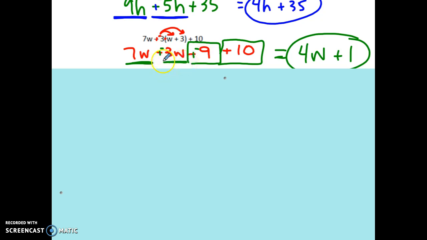And then it looks like I just used my green marker to highlight the w's. That's where I got 4w. And it looks like I put a box around my constant terms. That's how I got my +1.